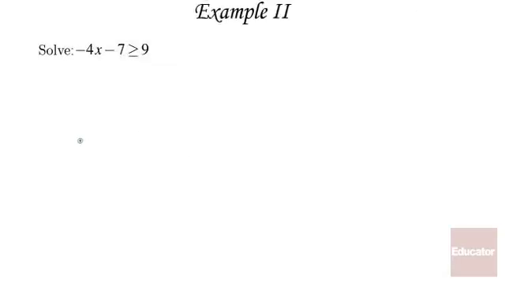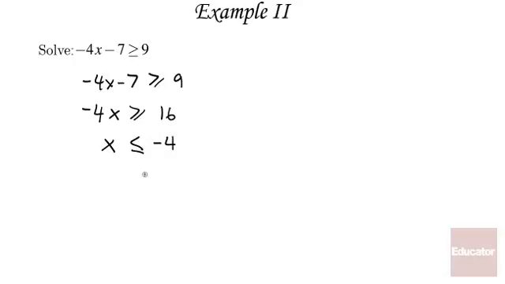Solve -4x minus 7 is greater than or equal to 9. The first step is to add 7 to both sides to get -4x is greater than or equal to 16. Now, to isolate x, I need to divide both sides by -4, and as soon as I do that, I'm going to change the direction to less than or equal to. 16 divided by -4 is -4. So the solution is x is less than or equal to -4.